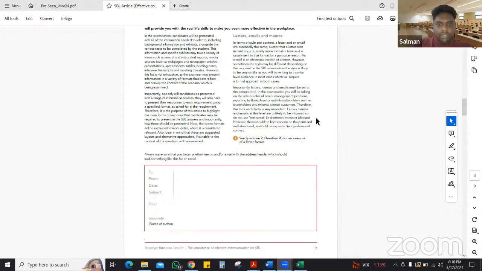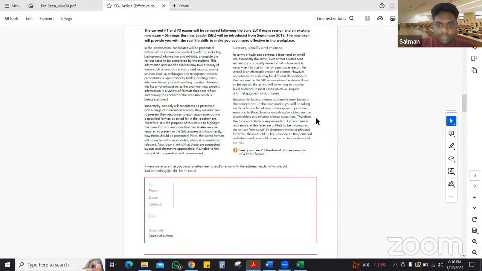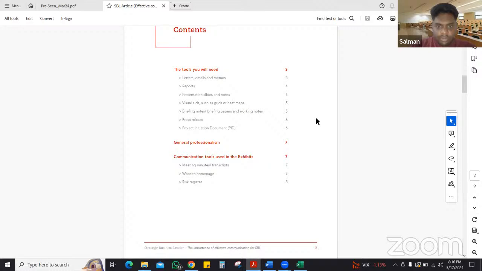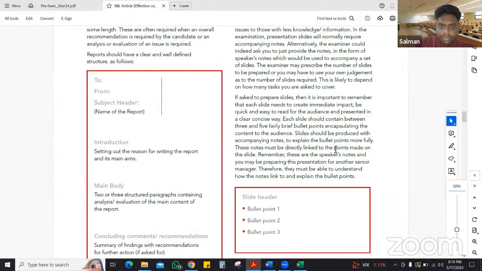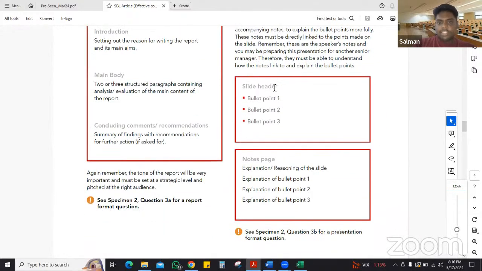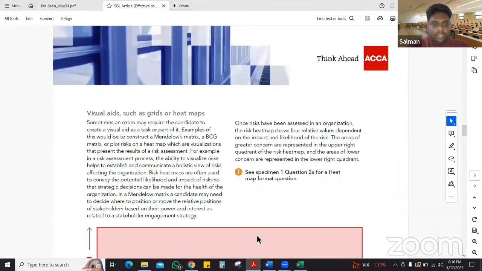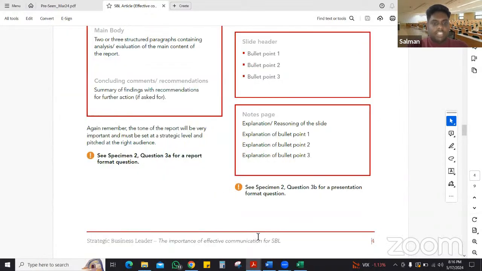I must have shared this with you at the beginning of our session. If it comes to a presentation slide, as you can see, use bullet points, summarize, and don't make it crowded. Speak to the pointers, and in the notes you can give the explanation. First bullet point, give the explanation. Second bullet point, give the explanation in detail. Okay, that's about the presentation slides.